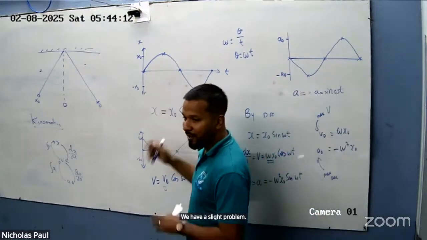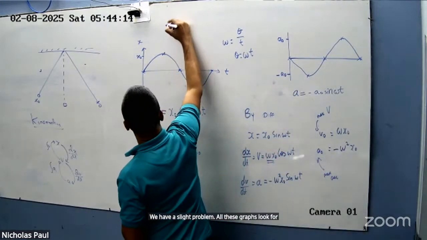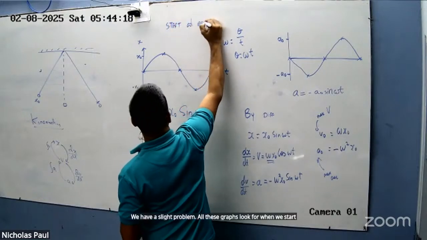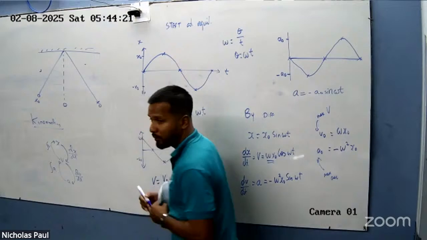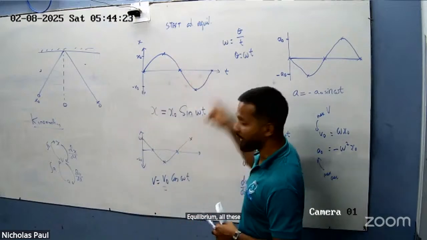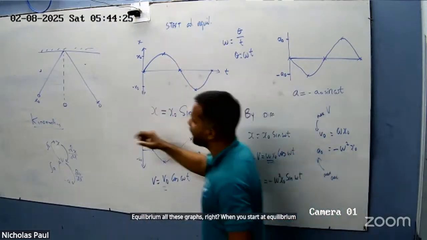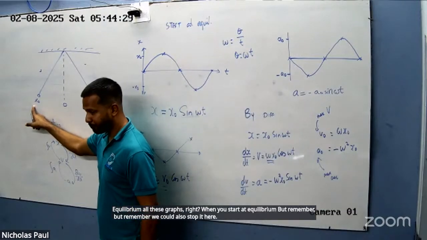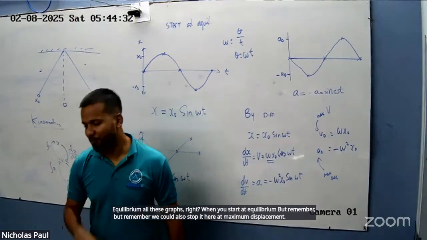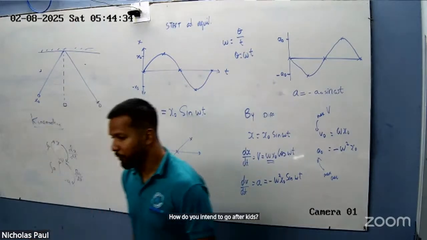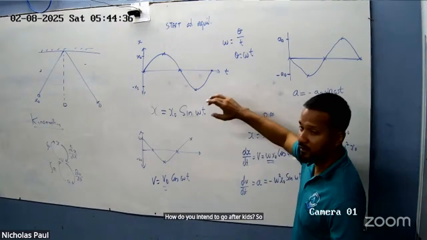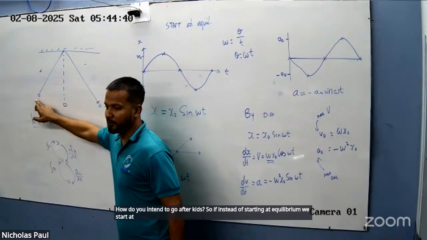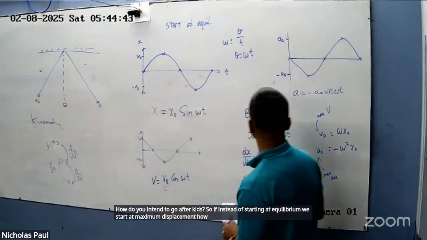All these graphs work for when we start at equilibrium. All these graphs, right? When you start at equilibrium. But remember, we could also start it here at maximum displacement. How do you think the graph will change? So if instead of starting at equilibrium, we start at maximum displacement, how do you think the graph will change?